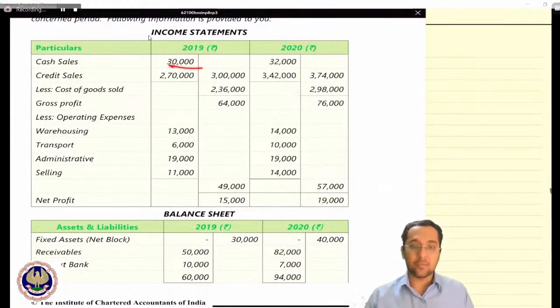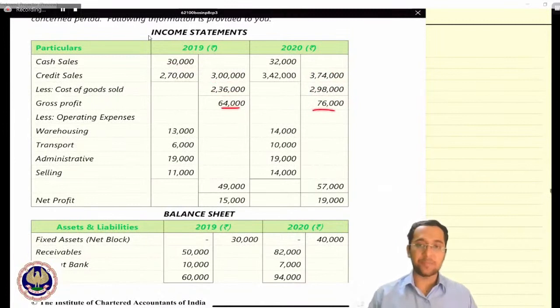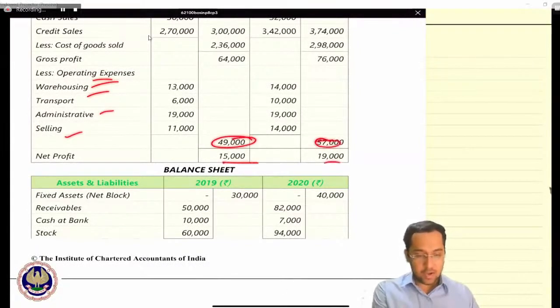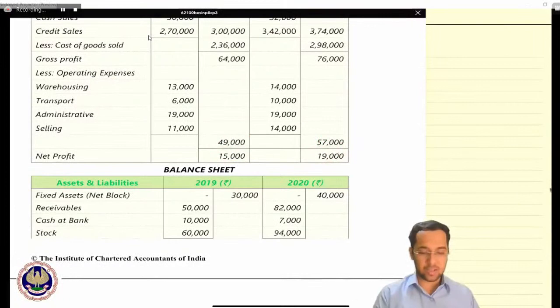They've got cash sales, they've got credit sales, we took a total of it, reduced the cost of goods sold, and we got a GP. Operating expenses include your warehousing, transport, administrative, and selling expenses. And then your net profit is 15,000 or 19,000.